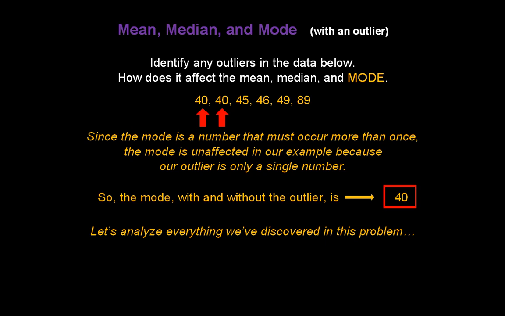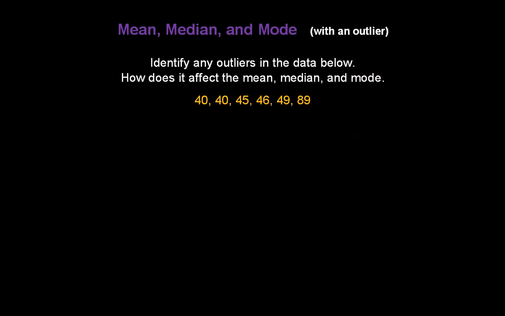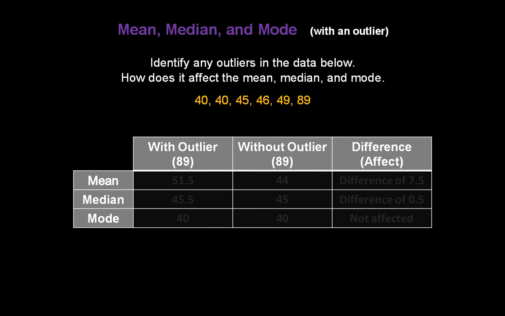Now let's analyze everything we've discovered in this problem. We did a lot of work. We found a mean with and without an outlier. We found a median with and without an outlier. We found a mode with and without an outlier. Let's take a look at what we've discovered in this problem. I've created a table here of all the numbers that we've actually just found out.